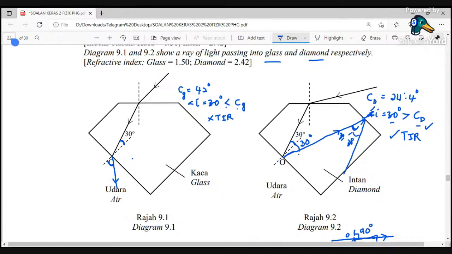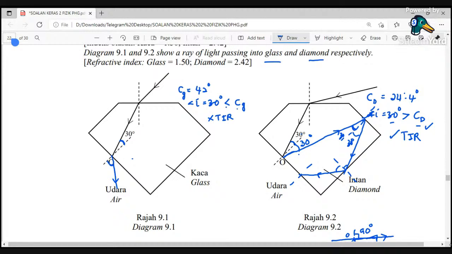Dan sampai sini, ini lagi besar. Pun akan reflect lagi. Kalau saya lukis nampaknya dia akan berterusan lah. Maksudnya dia akan berlaku beberapa kali ya, total internal reflection.